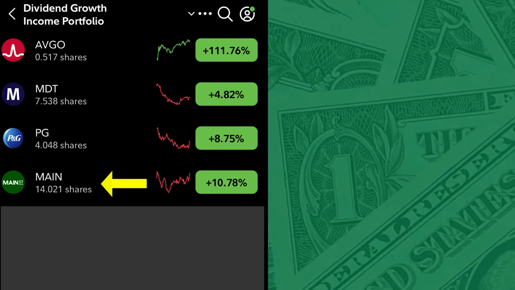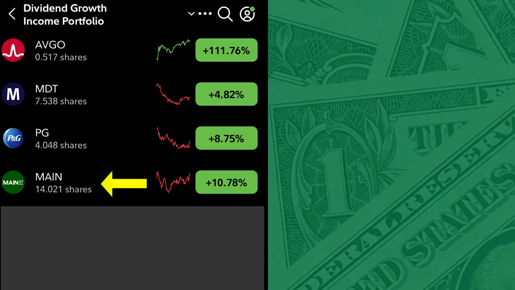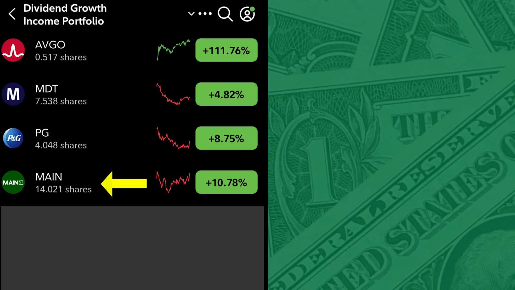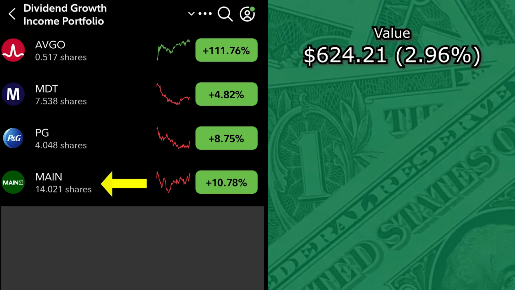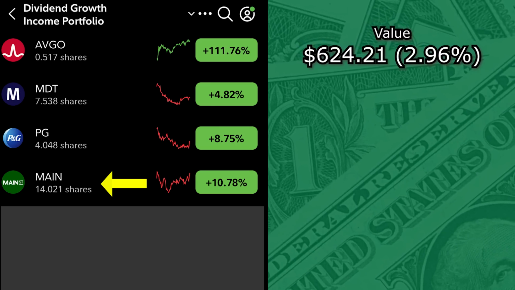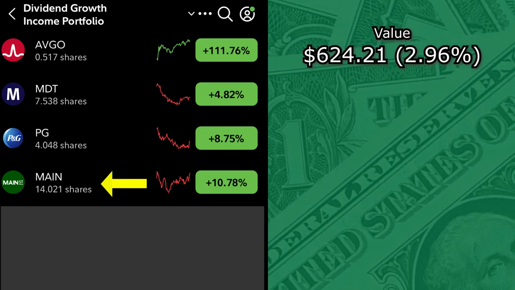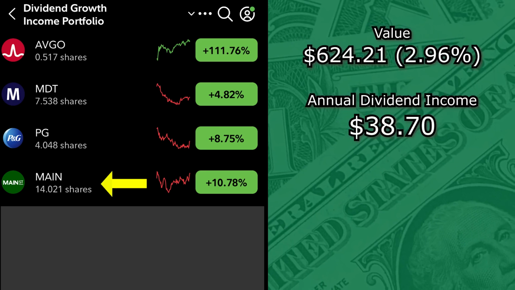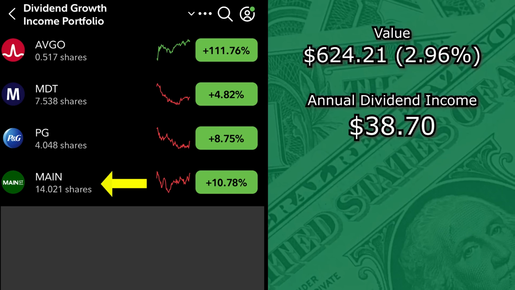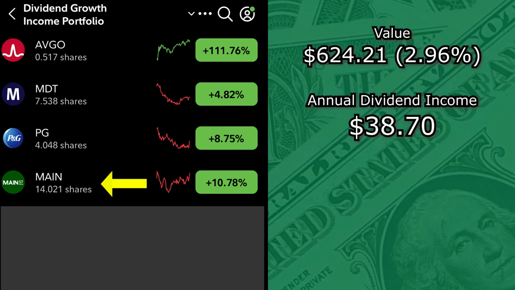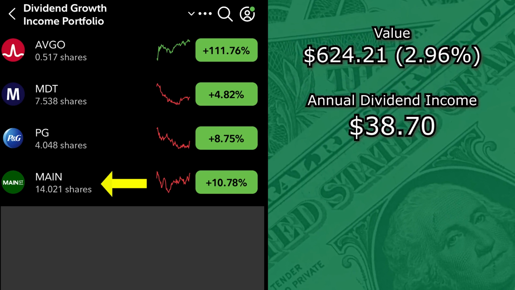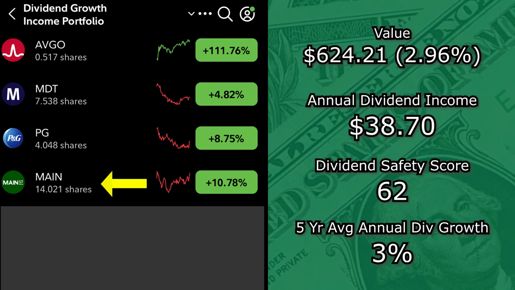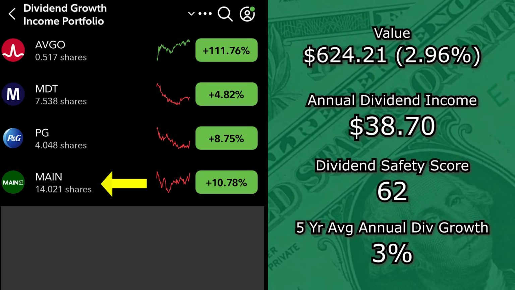Then we have Main Street Capital, ticker MAIN, the only business development corporation, BDC, I hold here. I have 14.021 shares of MAIN, valued at $624.21, making up 2.96% of the portfolio. I'm up close to 11% on this investment, and it's paying me $38.70 in forward annual dividend income. MAIN is yielding 6.47% at present. Simply Safe dividend safety score is 62, and a 5-year average annual dividend growth rate of 3%. Their latest raise is in line with that.